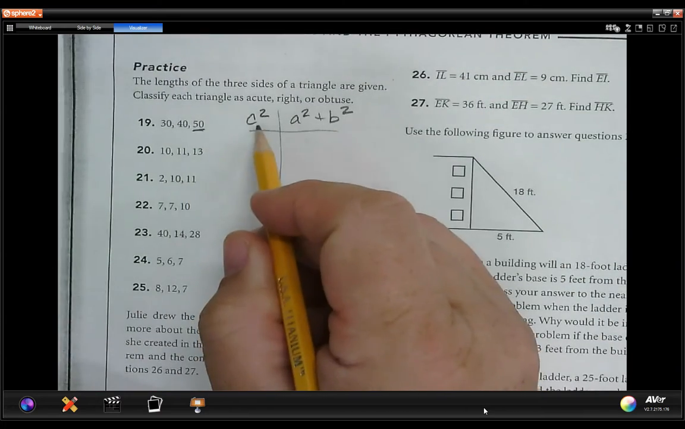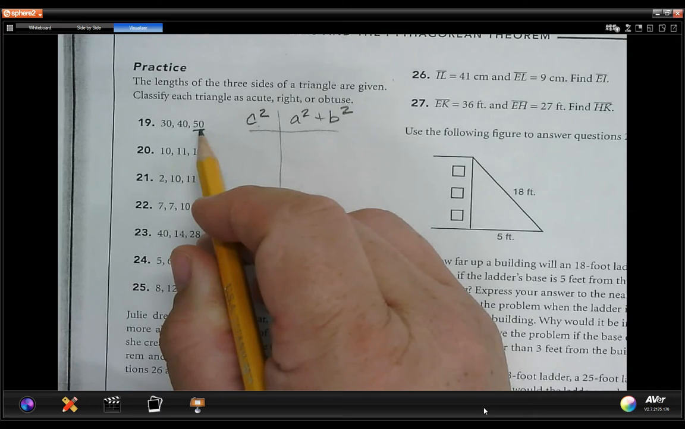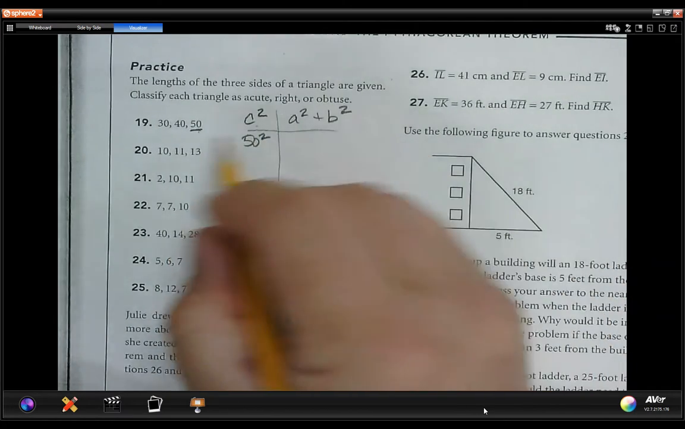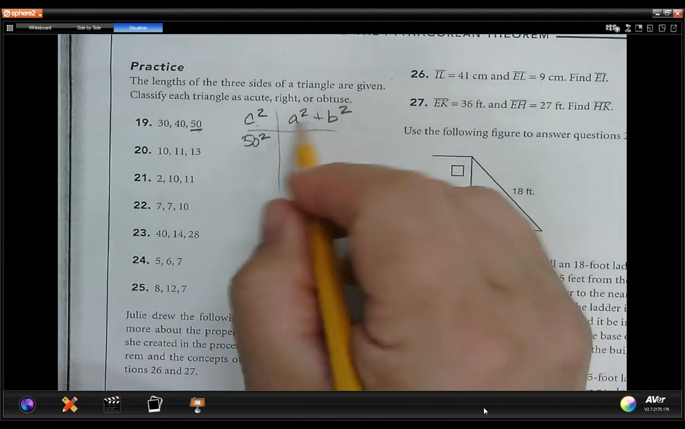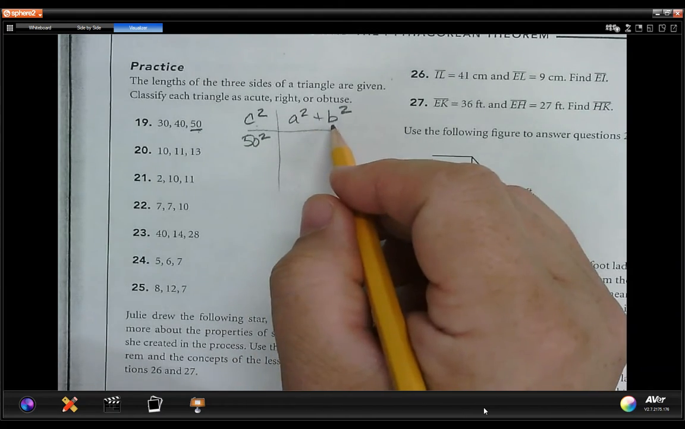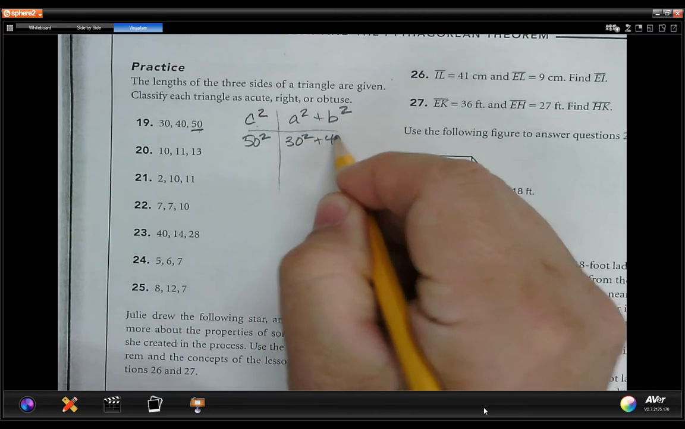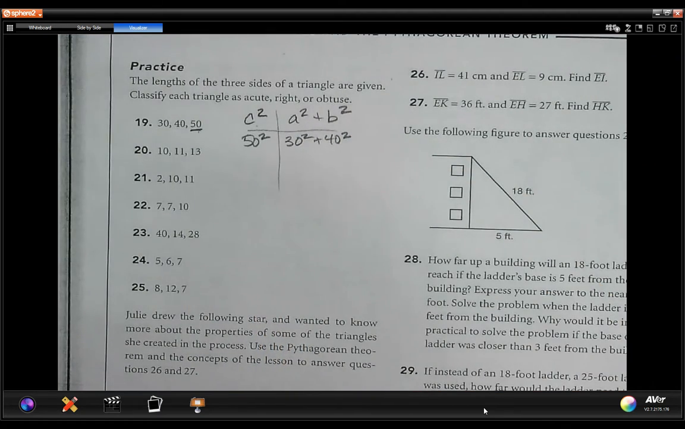So c squared, we know that this would have to be c because it's the largest side, right? So 50 squared. And then let's just fill in these other two. Again, it doesn't really matter whether it's a or b. So we'll just say 30 squared plus 40 squared. So now we've got some math to do, right?